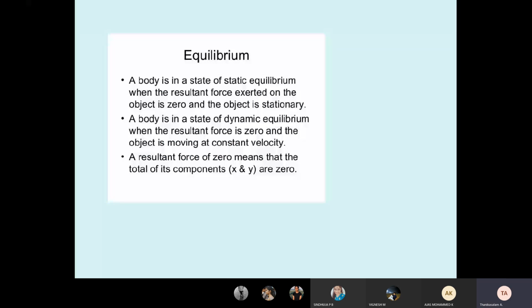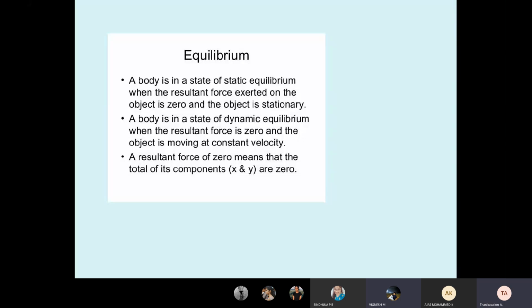Then equilibrium. Vignesh, can you read the statement? A body is in a state of static equilibrium when the resultant force exerted on the object is 0 and the object is stationary. A body is in a state of dynamic equilibrium when the resultant force is 0 and the object is moving at a constant velocity. A resultant force of 0 means that the total of component x and y are 0.